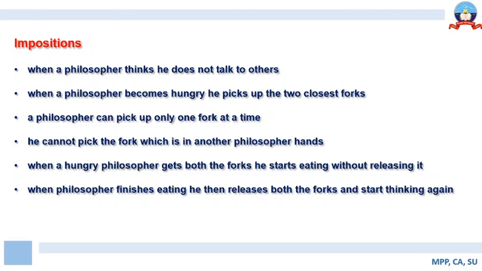So when a philosopher thinks, he does not talk to others. When a philosopher becomes hungry, he picks up the two closest forks. A philosopher can pick up only one fork at a time. He cannot pick the fork which is in someone else's hand. When a philosopher gets both the forks, he starts eating without releasing them. When a philosopher finishes eating, he then releases both the forks and starts thinking again. So these are some of the important impositions on the dining philosopher's problem.